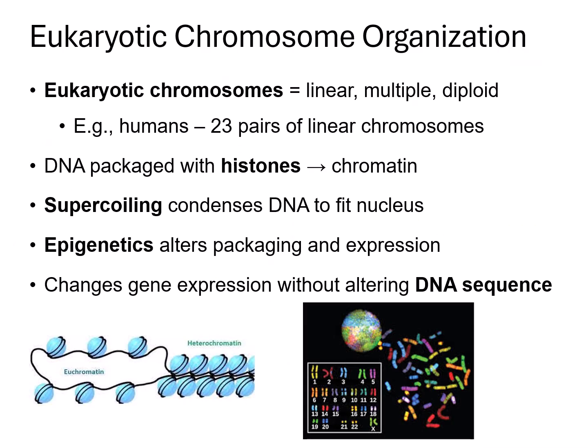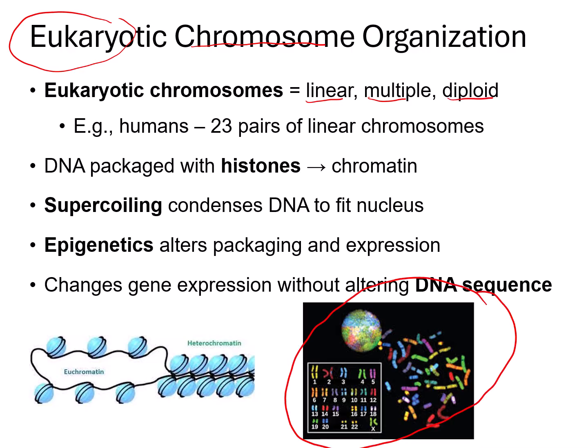Let's look at how different organisms organize their chromosomes. In eukaryotes like humans, usually we have linear and multiple and diploid chromosomes. So for instance, you might have seen something like this in other courses. This is called a karyotype, where the chromosomes are lined up by size. In humans, we have 23 pairs of chromosomes, and these are 23 from mom and 23 from dad, making that pair or diploid type of chromosomes.